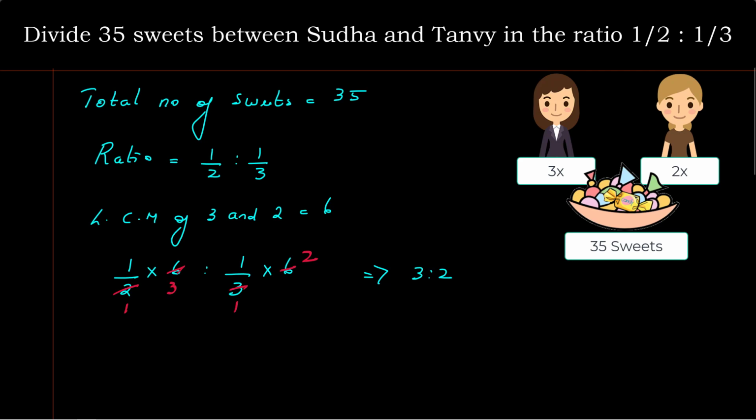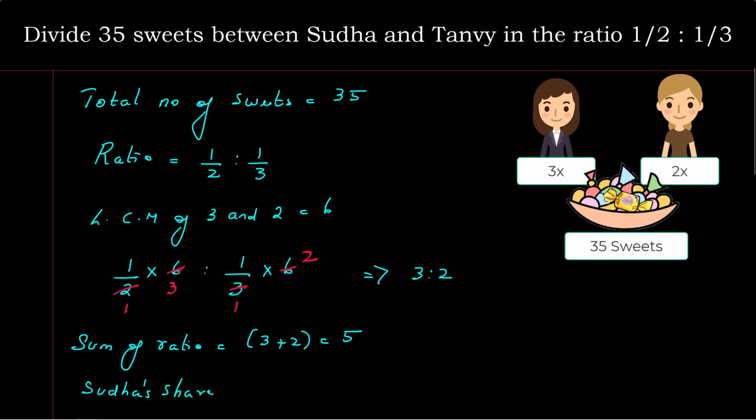Either you use the X method, or you can use the normal method. So what is the sum of ratios? Sum of ratio is equal to 3 plus 2, which is equal to 5. Let's calculate Sudha's share. Ratio corresponding to Sudha, which is 3, divided by the sum of ratio, which is 5, into the total number of sweets, which is equal to 35. 5 ones are 5, 5 sevens are 35. So 7 into 3 is equal to 21 sweets. So Sudha gets 21 sweets. Alright.